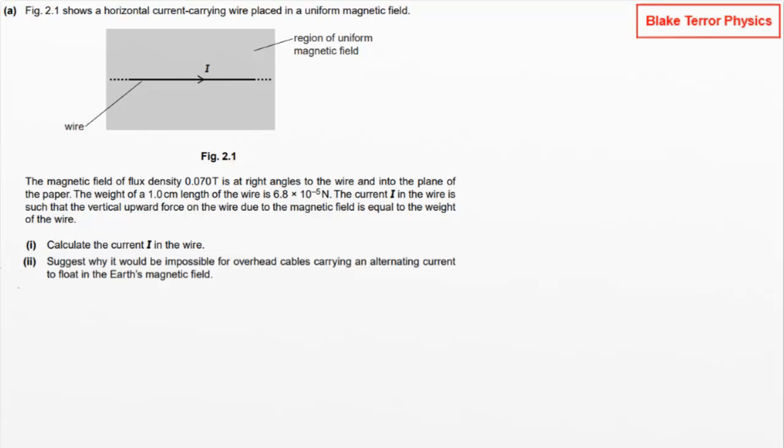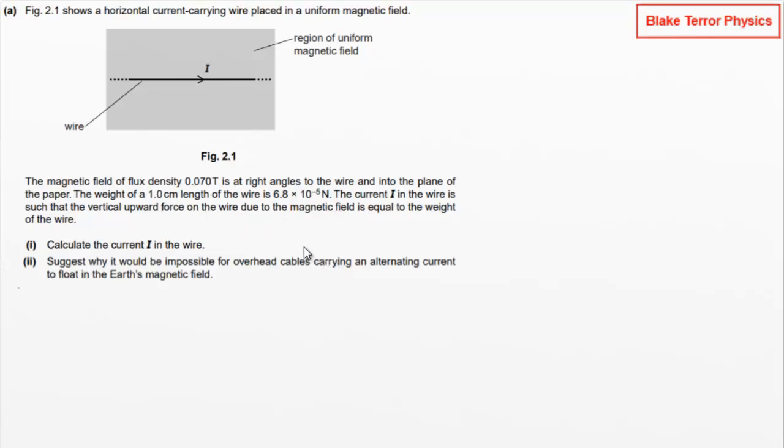Hello, here's a few magnetic field questions. We're starting here with a horizontal current carrying wire in a uniform magnetic field. The magnetic field of flux density 0.07 Tesla is at right angles to the wire, in the plane of the paper. The weight of a 1 centimeter length of the wire is given.